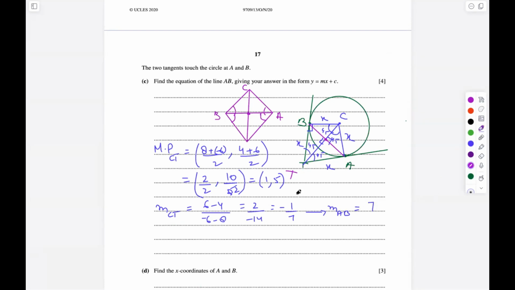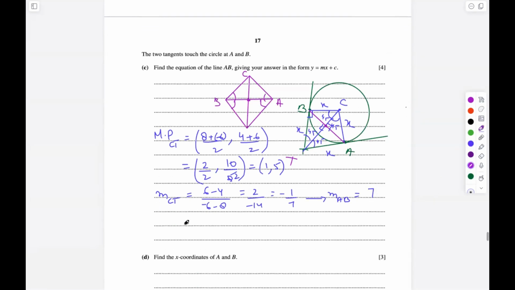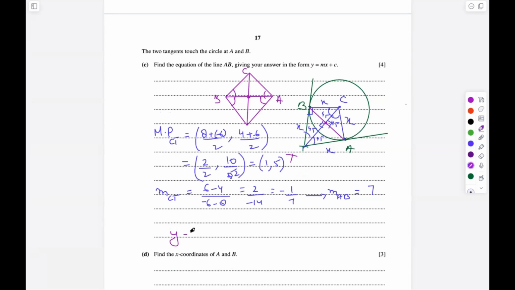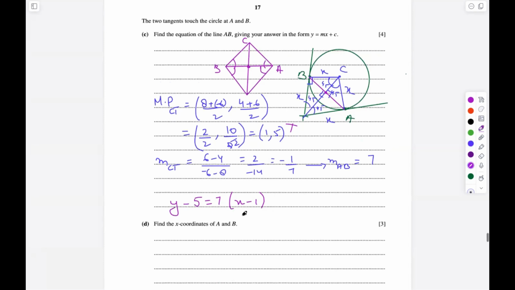Once we have the gradient of AB and a point on AB, the equation will be y minus y1 equals m, the gradient, which is 7, into x minus x1. So x1 is 1, so that will be x minus 1. We can simplify this to write it as y equals 7x minus 7 plus 5. So the final equation will be y equals 7x minus 2.